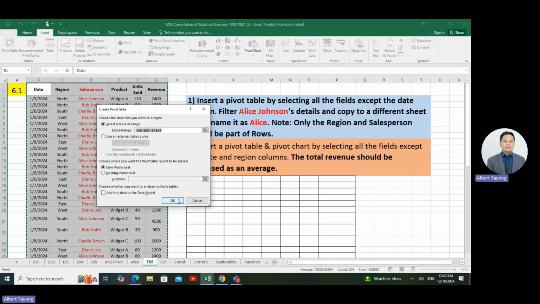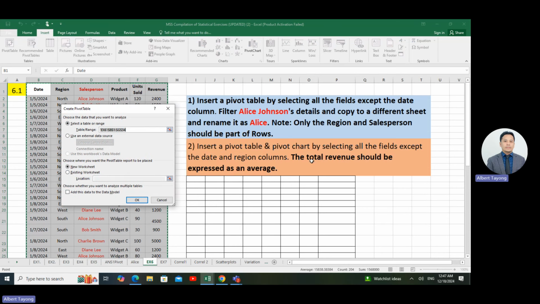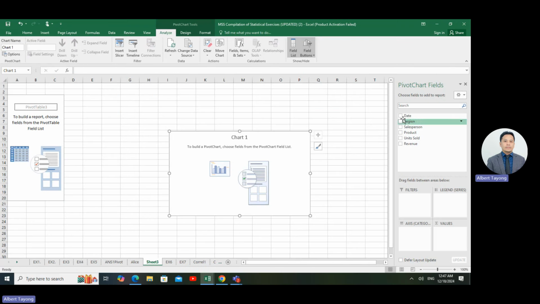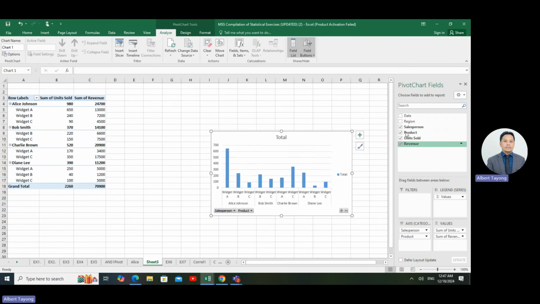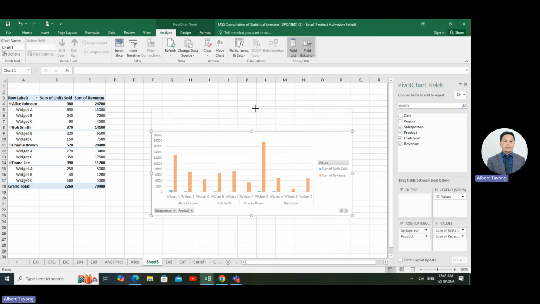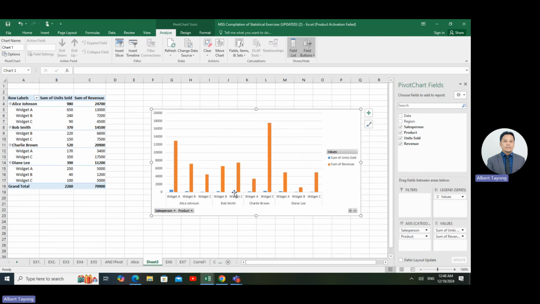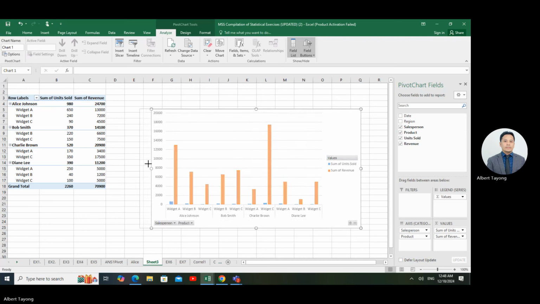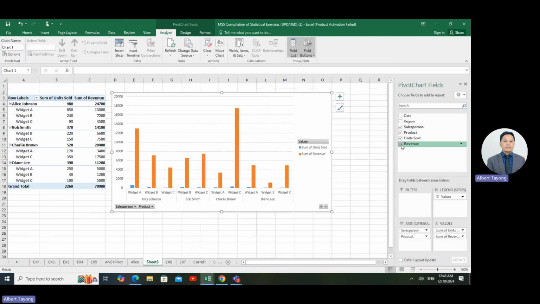Okay, so click OK. So you may review the question. We need to include everything except the date and the region. And we need to get the total revenue as well. And that should be expressed as an average. So we are going to select everything except the date and the region. Anyway, in reality, it's up to you which one you're going to select. You can play with these fields actually. It depends on your requirement.